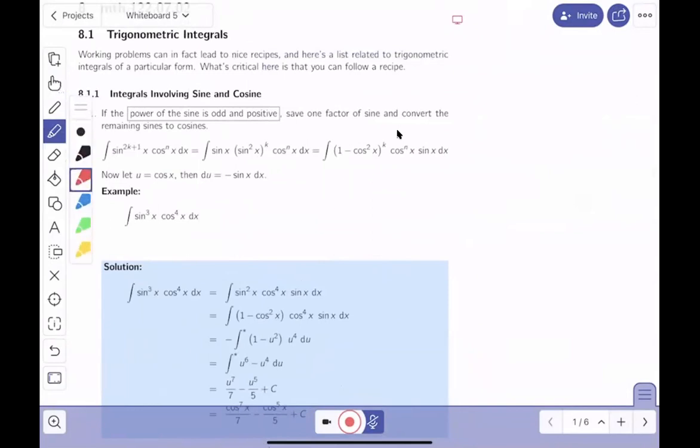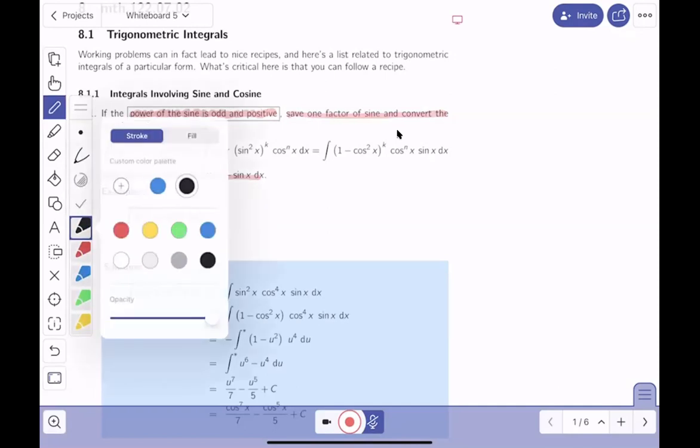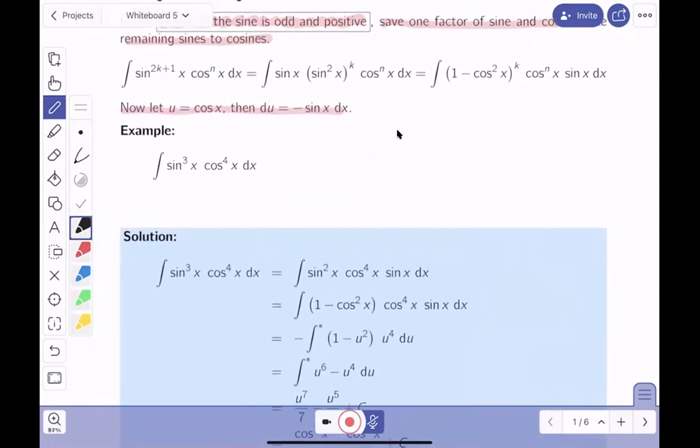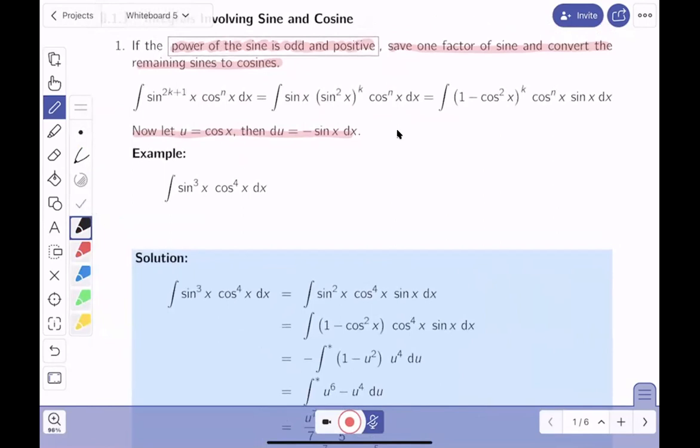All right, so what do we got over here? Power of the sine is odd and positive. What they say is, if the power of the sine is odd and positive, save one factor of the sine and convert the remaining sines to cosine. Then use U substitution to continue to solve the problem. Well, let's take a look at an example. The nice thing about the notes is they're written down for you. You can reread them as many times as you like. It isn't like someone just says it and expects you to remember.